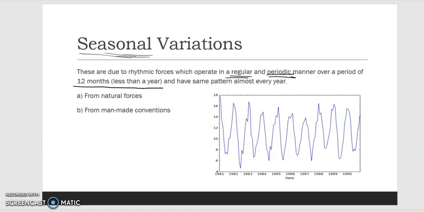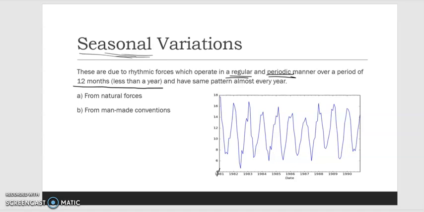We have to remember this point because the next variation, cyclic variation, also will be very similar to seasonal variation. So you have to remember this point of 12 months. And it has the same pattern almost every year. You can see here that the pattern is not changing. There's a rise, fall, rise. Again, fall, rise, fall, rise.